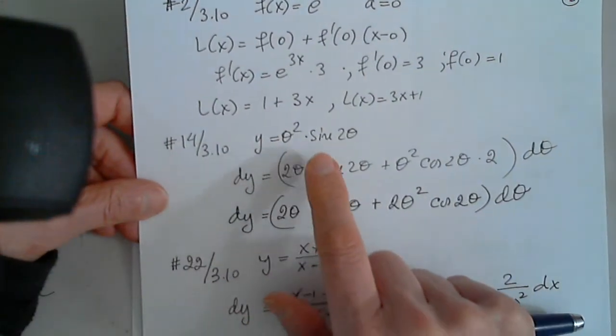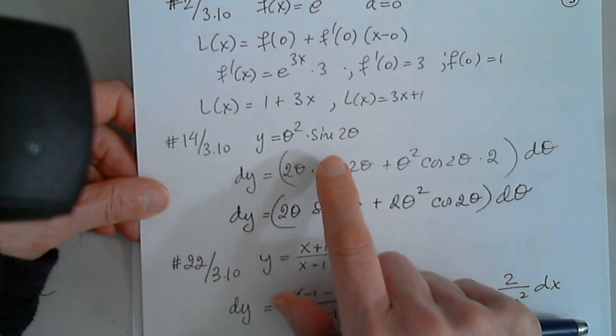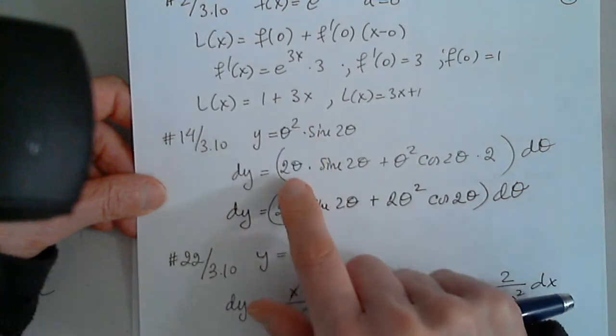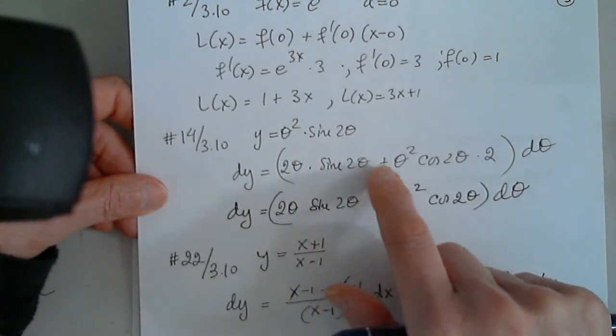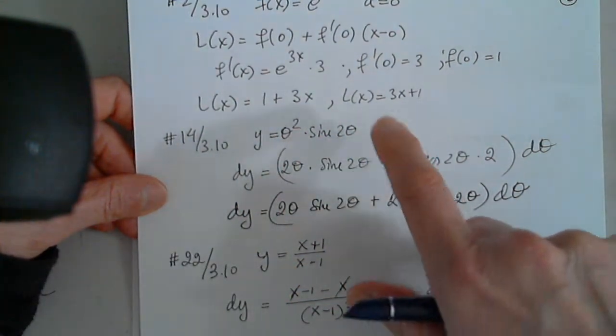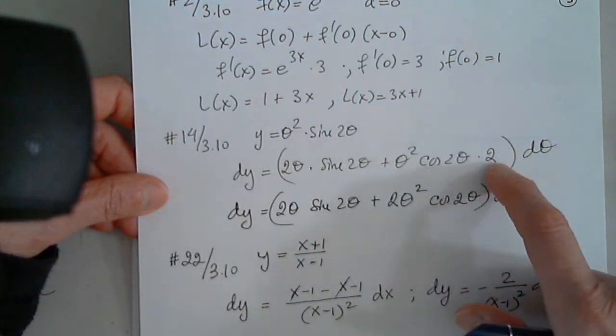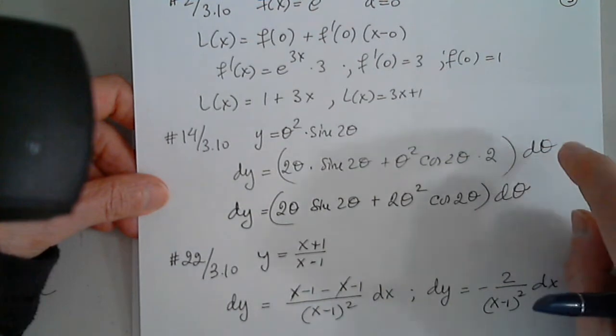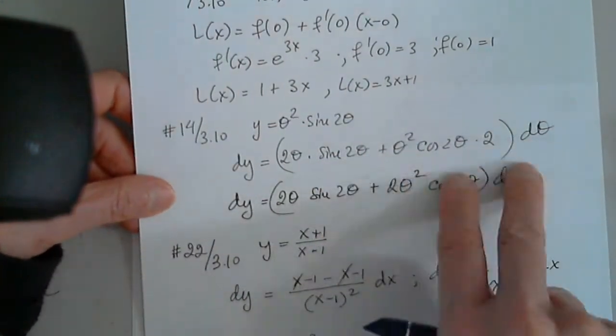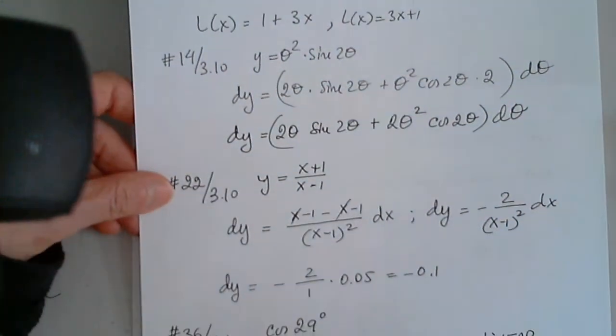Here we're asked to find the differential, not the derivative of y. So dy will be 2 theta times sine plus theta squared times sine prime, which is cosine 2 theta times the inner function prime, d theta. So I just rearranged a little bit by putting 2 in front.